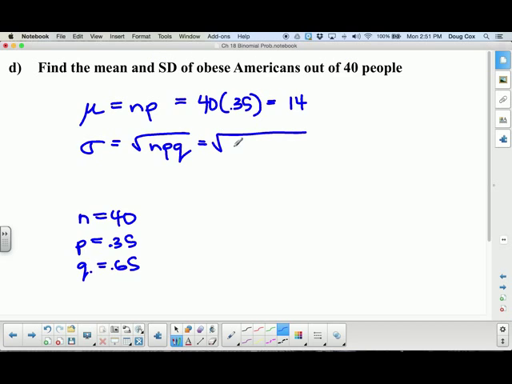Likewise, same easy kind of calculation here, 40 people times 0.35 times 0.65, under the square root. Punch it into your calculator and you wind up with 3.017. So that's how you find the mean and the standard deviation of a set number of people here. That is that in terms of probability.